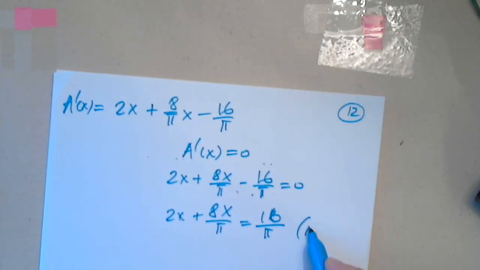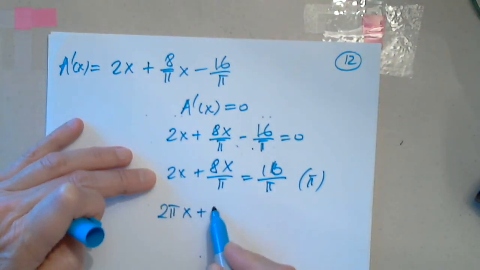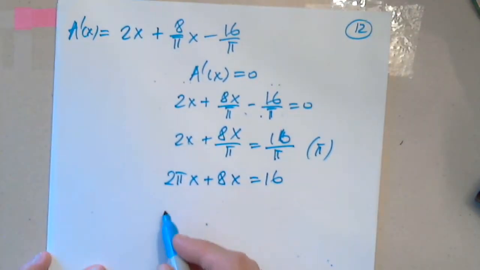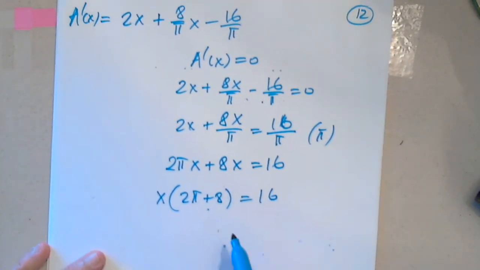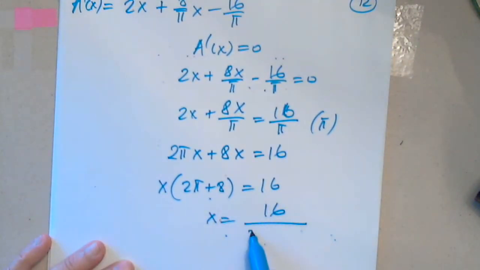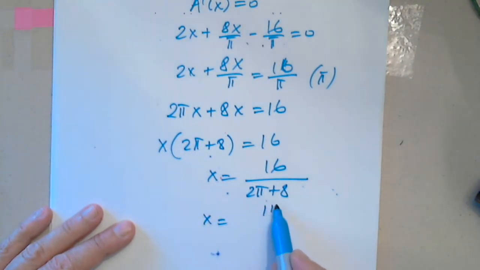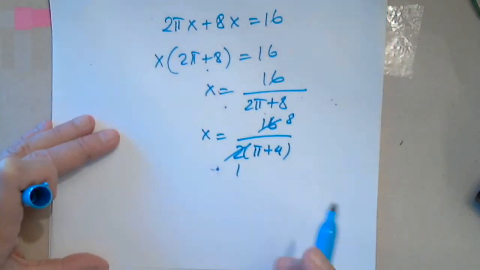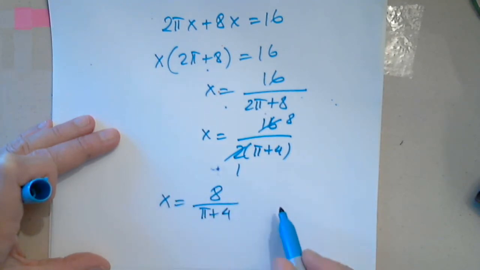I can eliminate pi by multiplying everything by pi. So I have 2 pi x plus 8x equals 16. I still cannot combine them, but I will factor out x. So x equals 16 over 2 pi plus 8, and I can simplify. Not that I can do a lot of damage with that, so that's it. So the critical number is x equals 8 over pi plus 4.